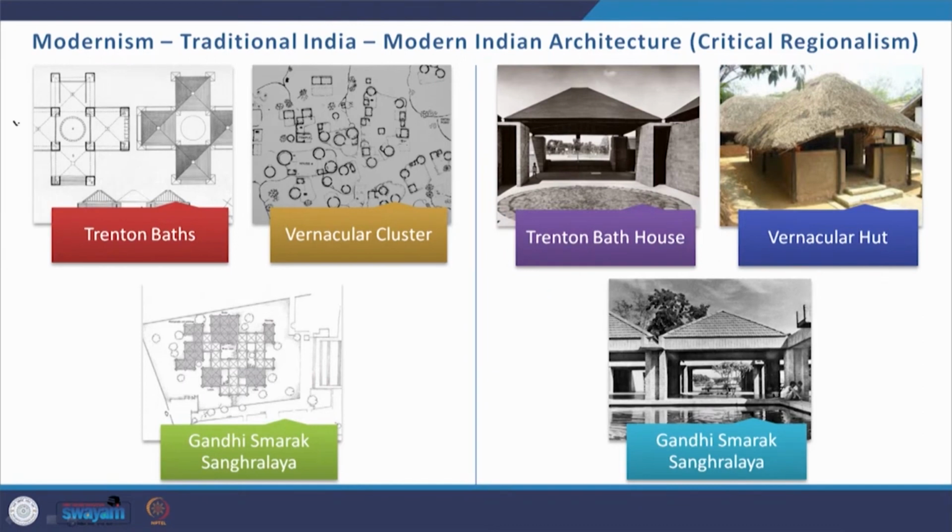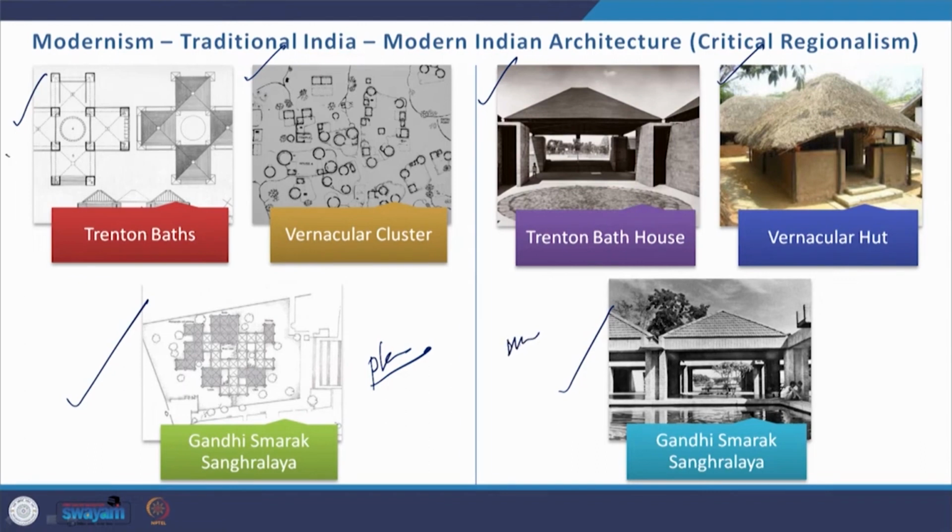This is Trenton Baths designed by Louis Kahn, and this is a vernacular cluster of village houses in one area of India. Put it together and we have the cluster organization, the overall layout of the Gandhi Samarak Sangrahalaya. Again you take the Trenton Bath, again you take a vernacular hut, and you come up with the single module of the Gandhi Samarak Sangrahalaya. That's what critical regionalism is in overall planning and in a single unit.